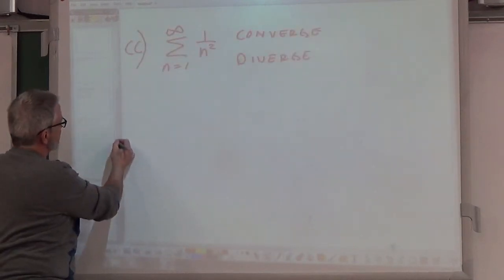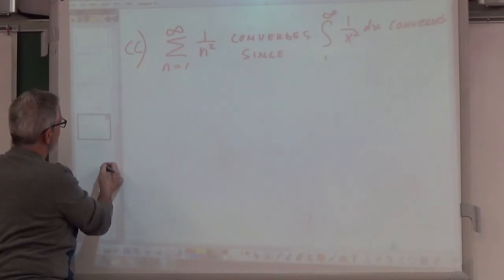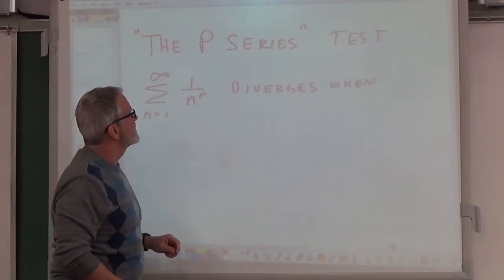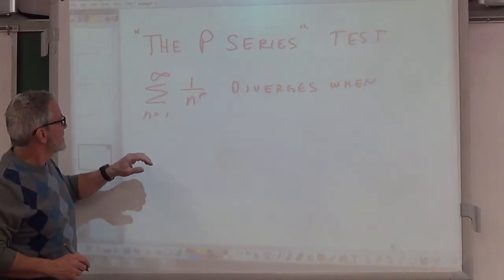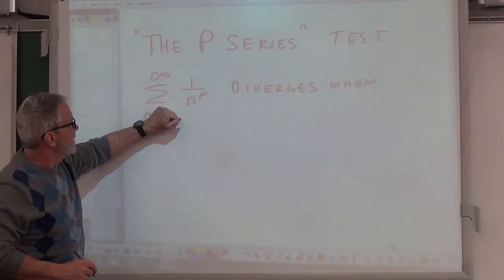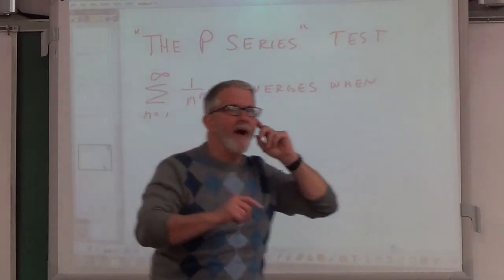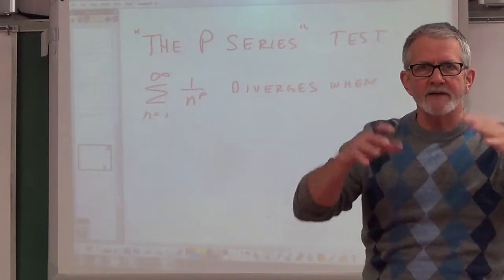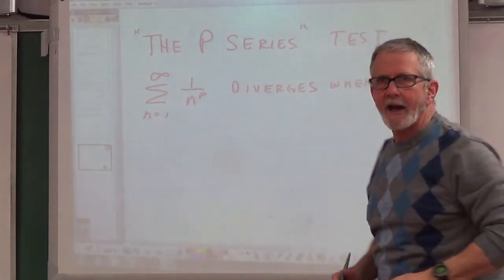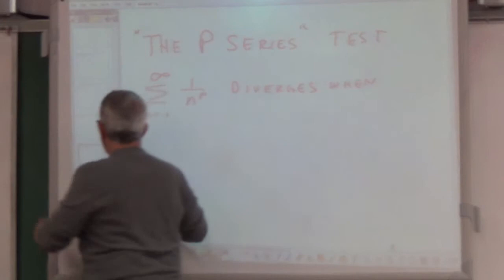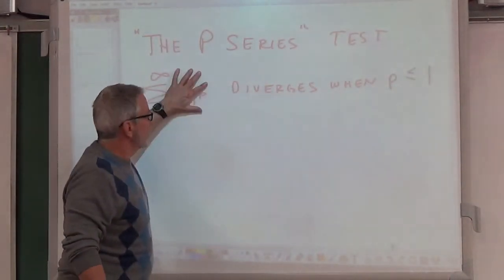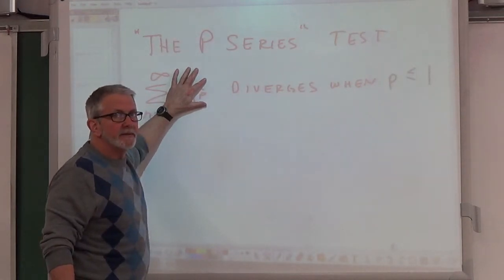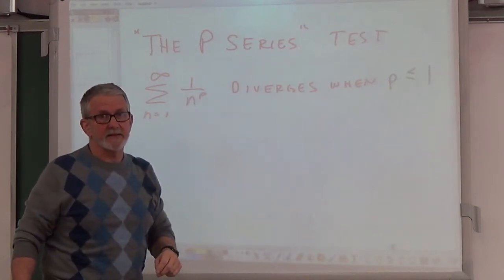I want to go down to the P-series. You fill in the blank. The series from n equals 1 to infinity of 1 over n to the p diverges when what? Pause the video. Now we're back. This diverges, you are correct, when p is less than or equal to 1.